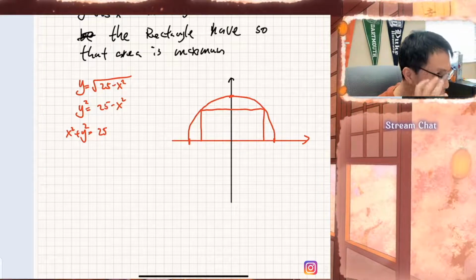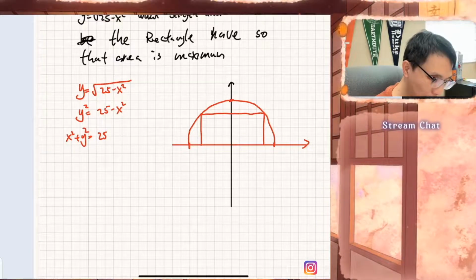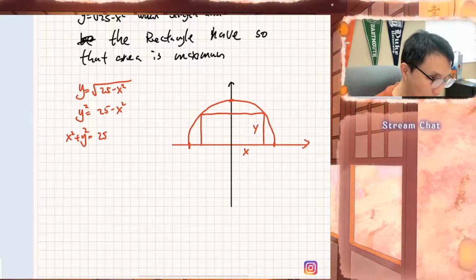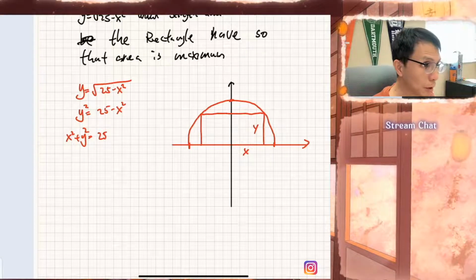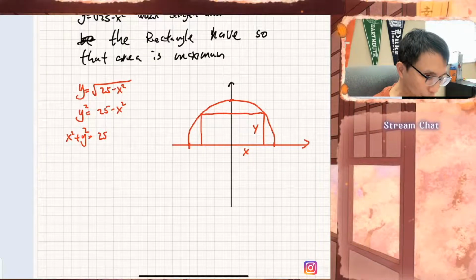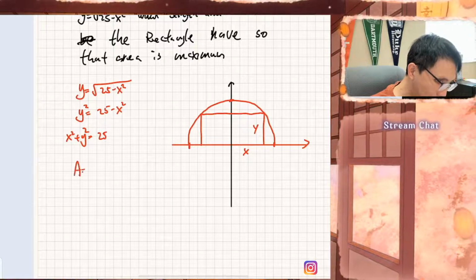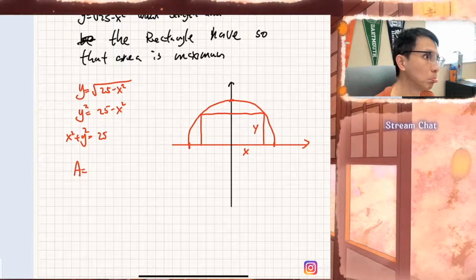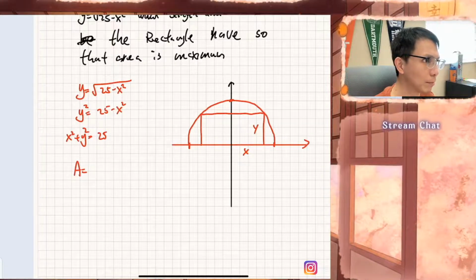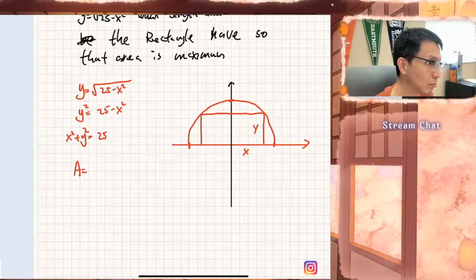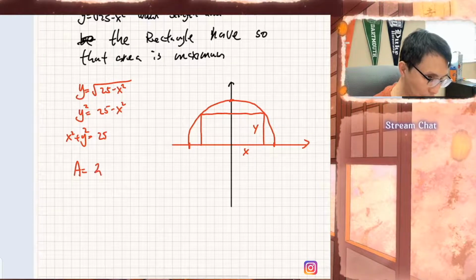Now, obviously, it's something you have to see first. The area of the rectangle is composed of this x and this y. Obviously, we know what y is. We don't know what x is. y is going to be represented by the function. So what will be the area of this rectangle? People are going to say, what? Probably 2xy. Yes, it's going to be 2xy.